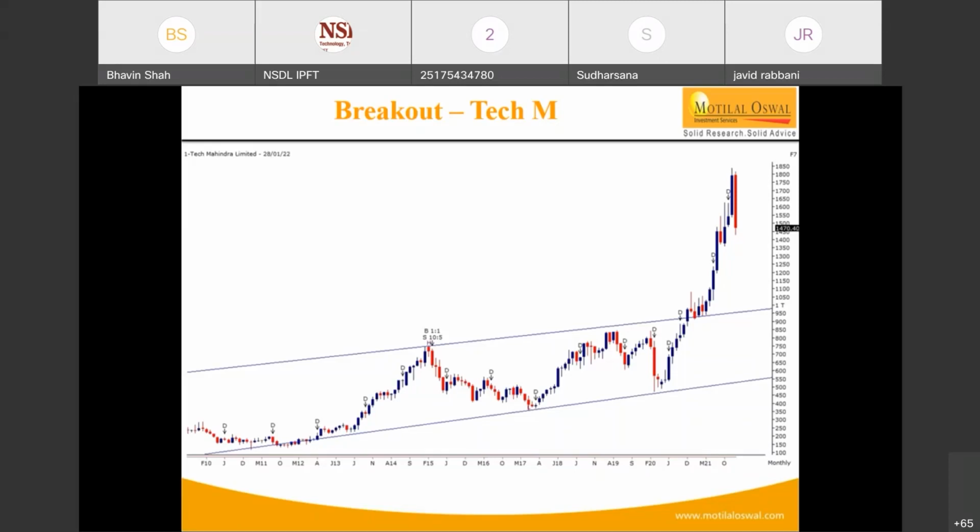So what we have to look for in a chart, this is the monthly chart: if it is a monthly breakout, and if the breakout happens after a very long consolidative phase of, say, a multi-year breakout, it's going to work really well. So this is one example, Tech Mahindra, of how the breakout works.